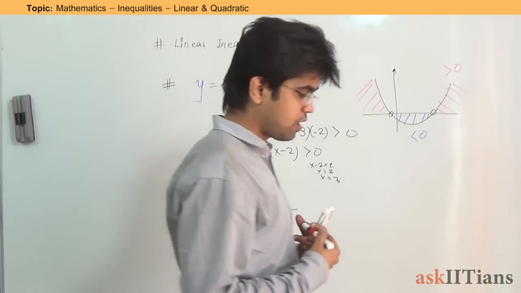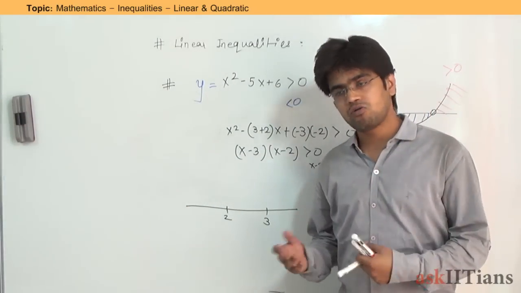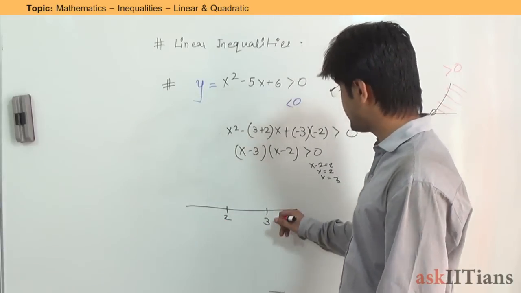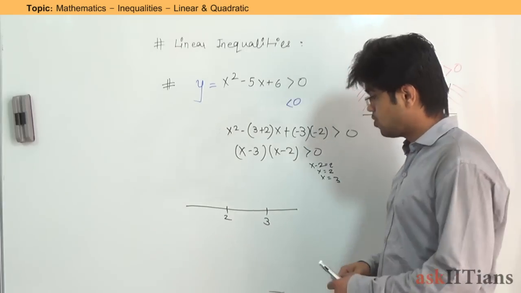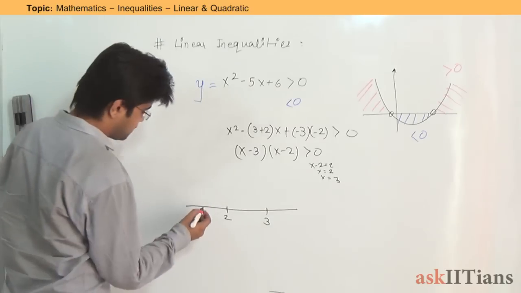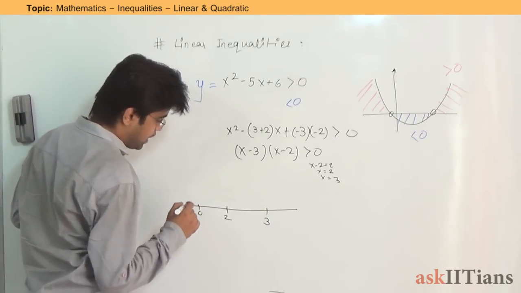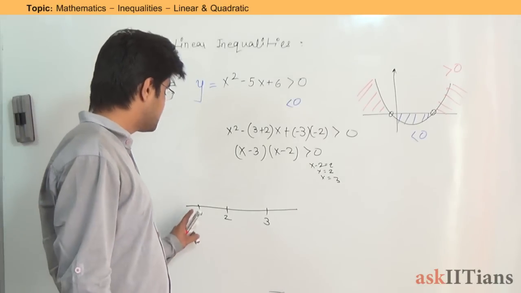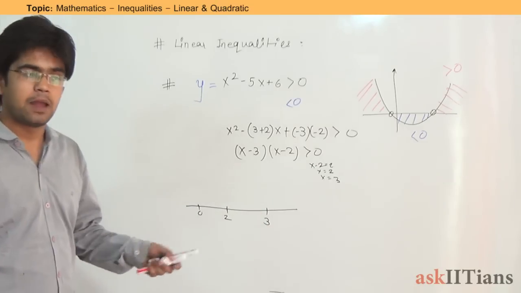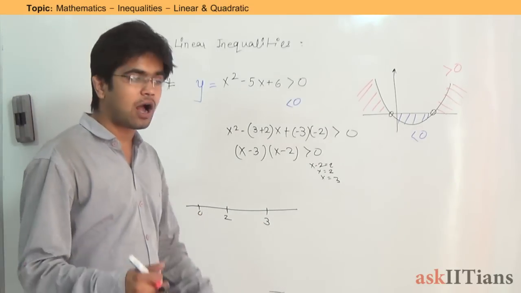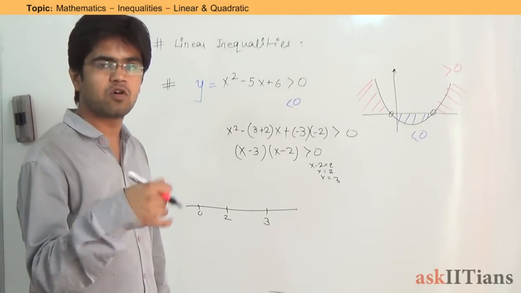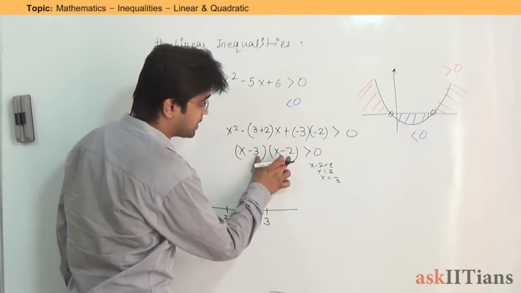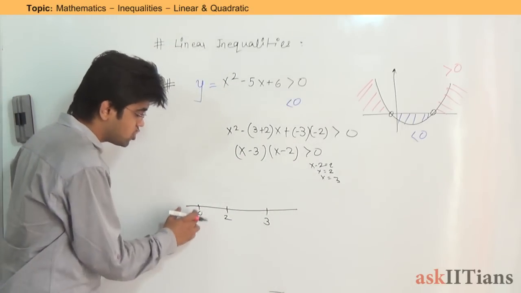Now we have to draw the curve. How to draw the curve? Take any point either on the extreme left or on the extreme right. Suppose I take a point on the extreme left, suppose I take x equal to 0. Why am I taking this point? Because I want to know the sign of the function at this point. By sign I mean how the function is behaving. Is the function positive or negative? If I put x equal to 0 here, then minus 3 into minus 2 will be plus 6. That means at x equal to 0 the function is positive.